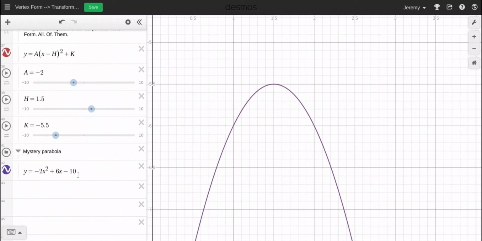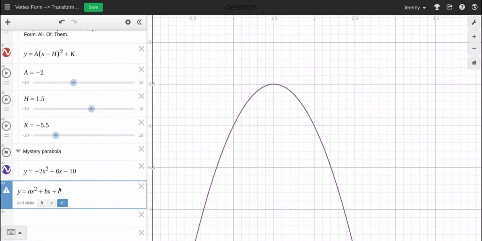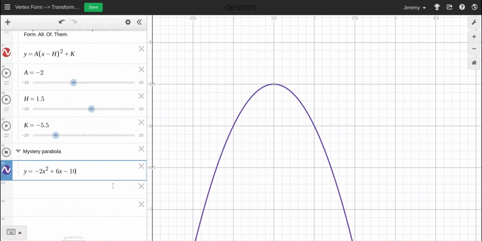Notice this is in standard form. This is in vertex form. Standard form is y equals ax squared plus bx plus c. Notice it shares the same a value, an a value of -2, but b and c and h and k are different. So any parabola in standard form can be rewritten in vertex form and match up.